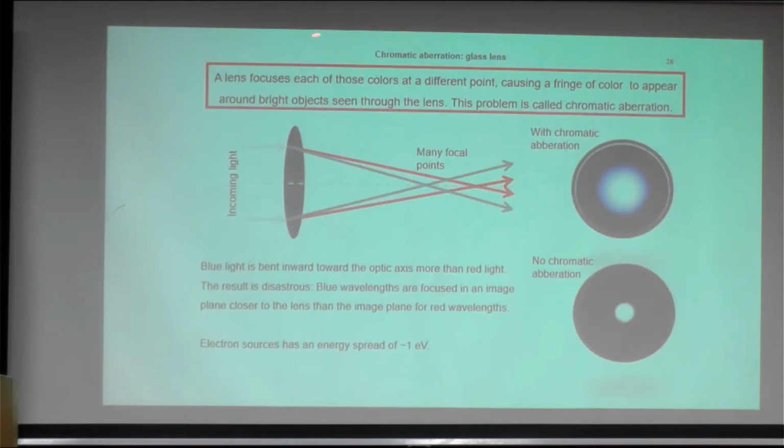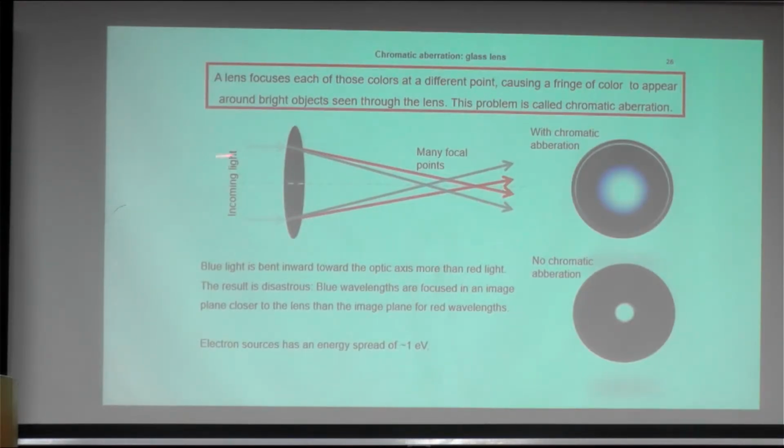Now the chromatic aberration, again to the glass lenses. Chromatic aberration is when a lens focuses each of those colors at a different point, causing a fringe of color to appear around bright objects seen through the lens. This problem is called aberration correction.